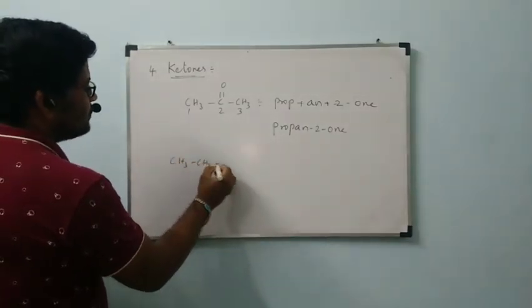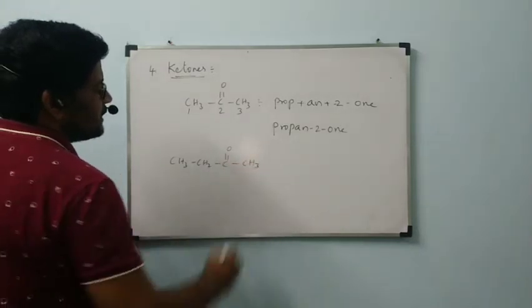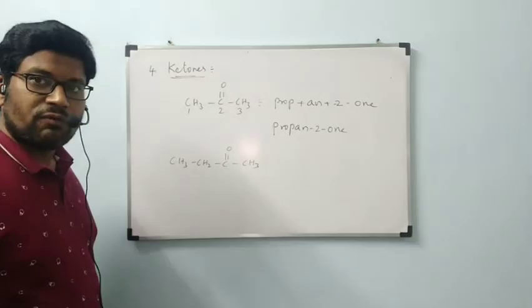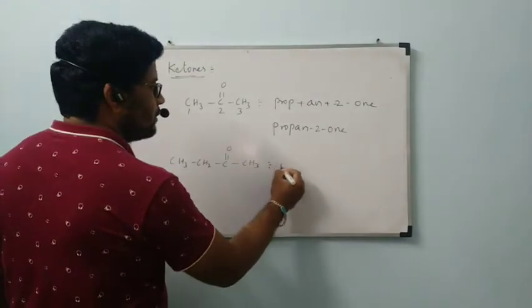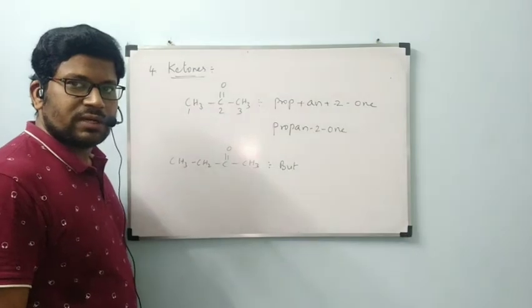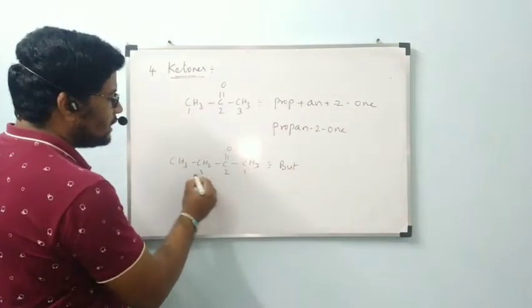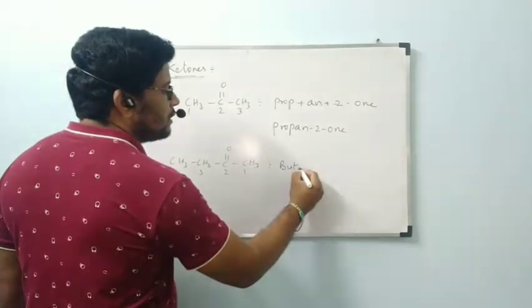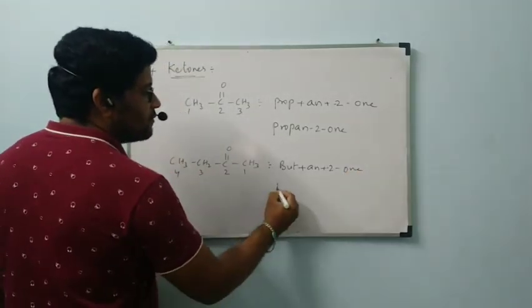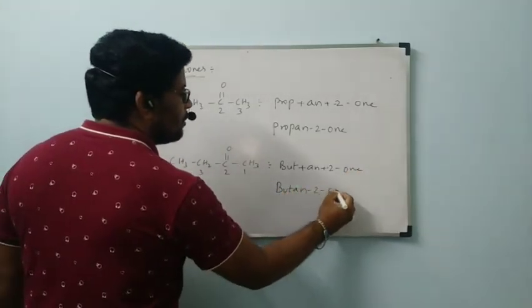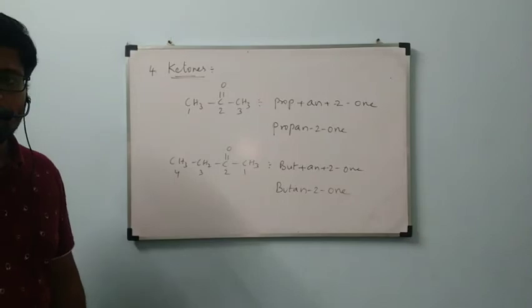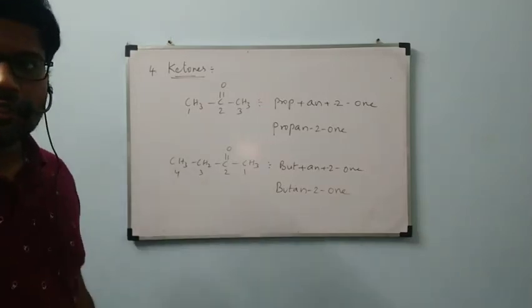CH3, CH2, C double bond O, CH3. This ketone contains totally how many carbons? 4 carbons are there. 4 carbons means root word but. Right to left, let us give numbering to get the functional group the least number. So 1, 2, 3, 4. But plus an plus 2-one. Then the name of this compound will be butan-2-one. Okay, now we will go for the next compound.